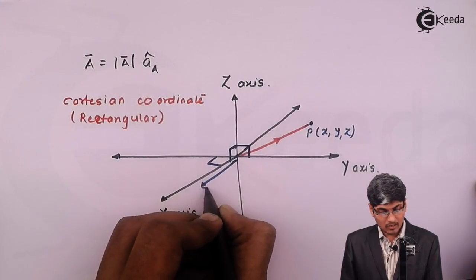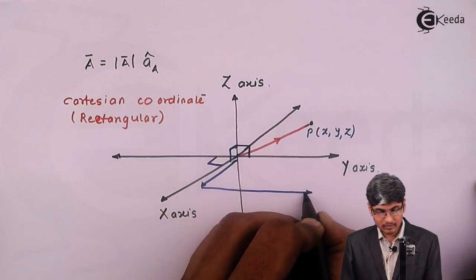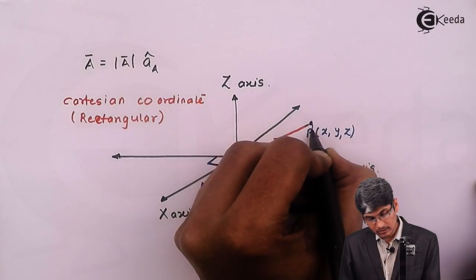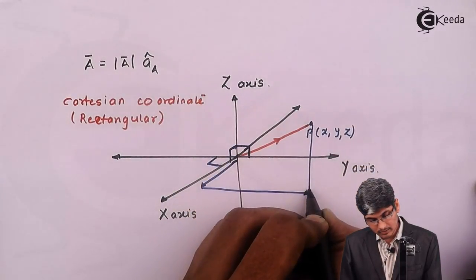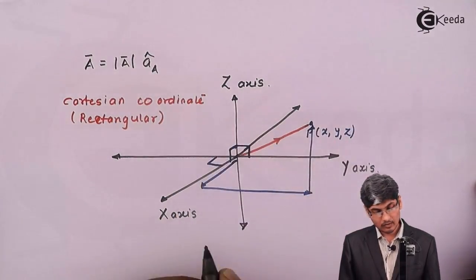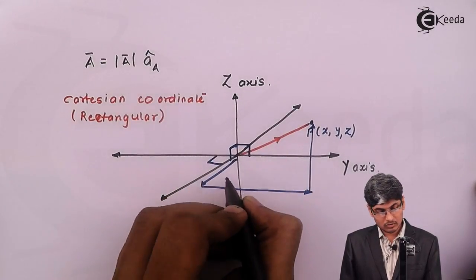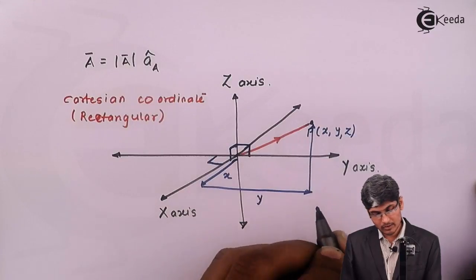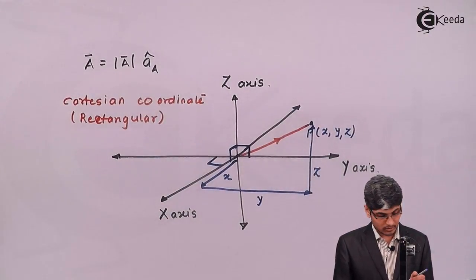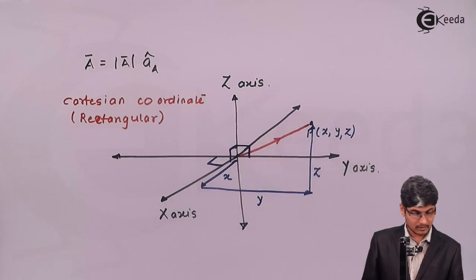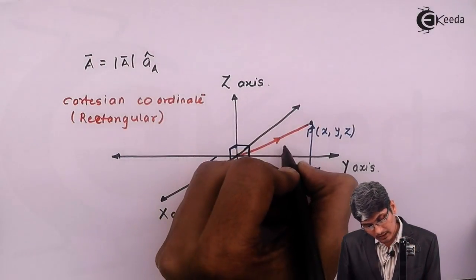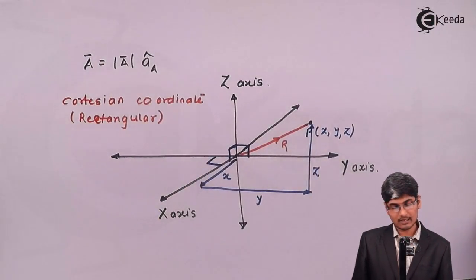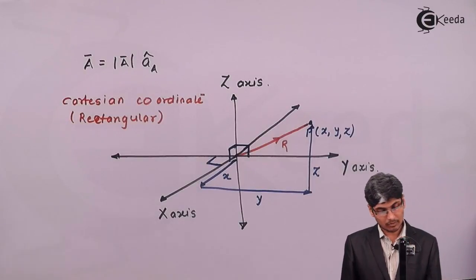One will be along y, which you will go like this. And the second will be along z, which you will go like this. So this much unit you walked, which is called x unit. This will be y unit and this will be z unit. So how can I represent the resultant R?